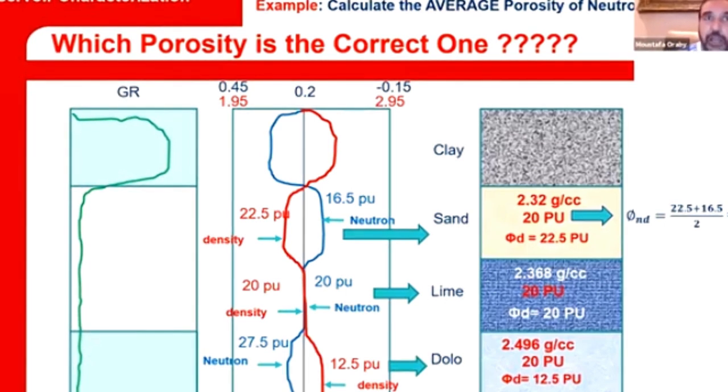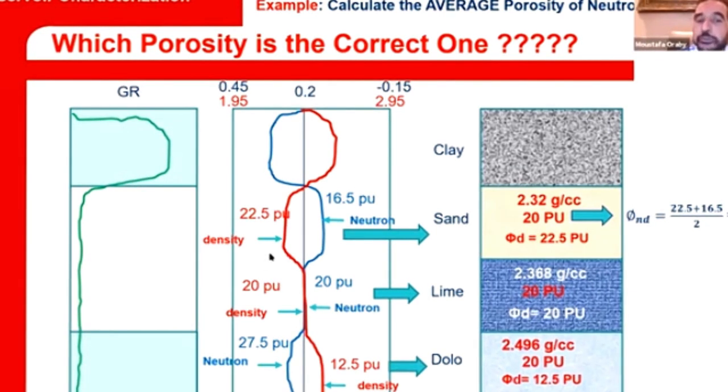Yes. So what is my actual porosity? It is not the neutron porosity. It is not the density porosity. It is the average of the neutron density porosity. It will give you exact porosity, regardless of your lithology. Everybody understand that? So this is a big value.